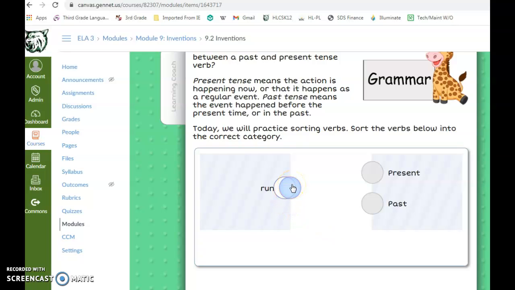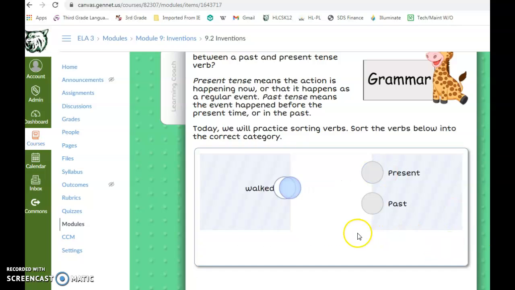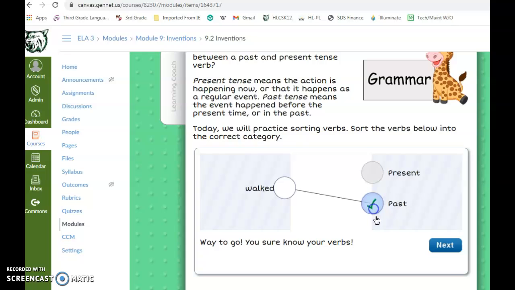Run. So you think, and if you're not sure, use it in a sentence. I run down the road. So I think that's happening now. Way to go. Walked. I see the ED there, so I'm probably thinking it's a past tense. I walked down the road.